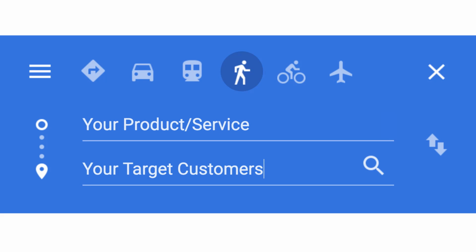Anyway, your product and your service is your start destination, and your target customer or customers are your end destination. And the suggested routes that Google Maps throws out? Well, those are the different ways that you can effectively reach your target customers.